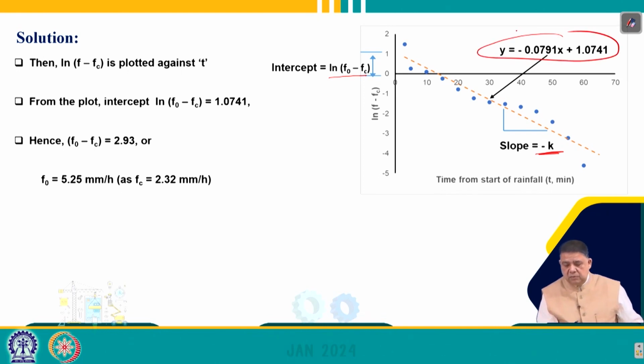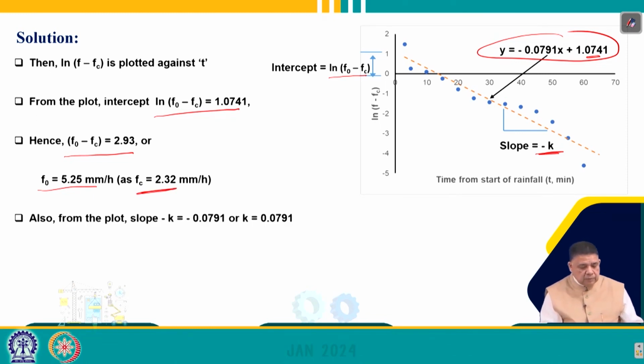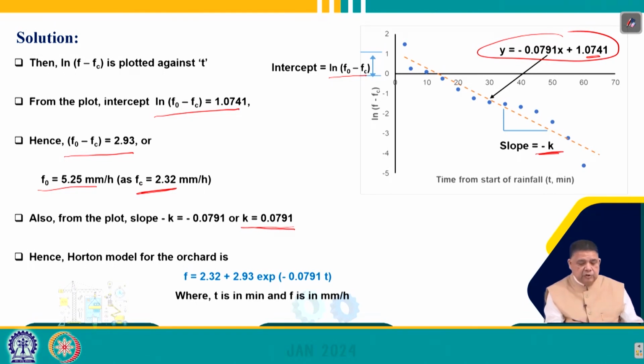One can fit manually also. From the plot, the intercept value we get, ln(f0 minus fc), is 1.074, that is here. So from here, f0 minus fc is 2.93, or the f0 value is 5.25 millimeter per hour, because the fc value we have taken is 2.32. Also from the plot we see the slope is minus 0.0791, that means k equals 0.0791. So, now we know f0, fc and k.